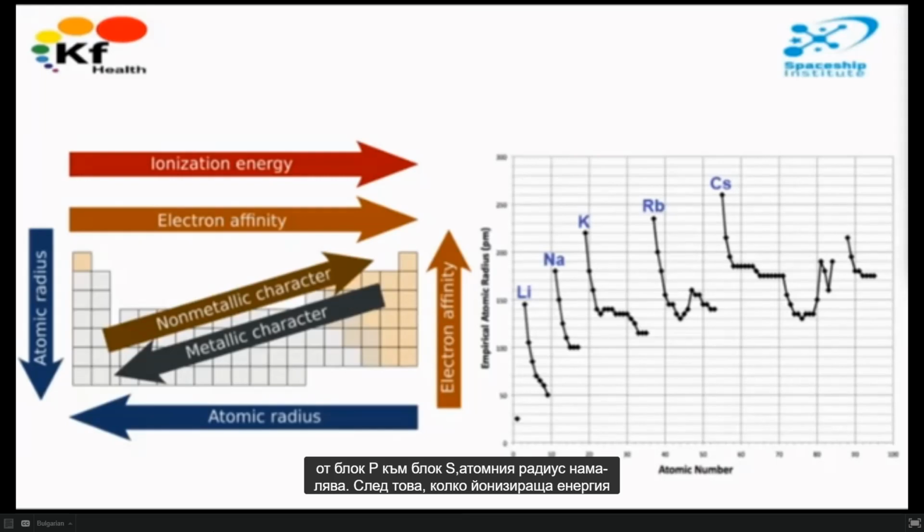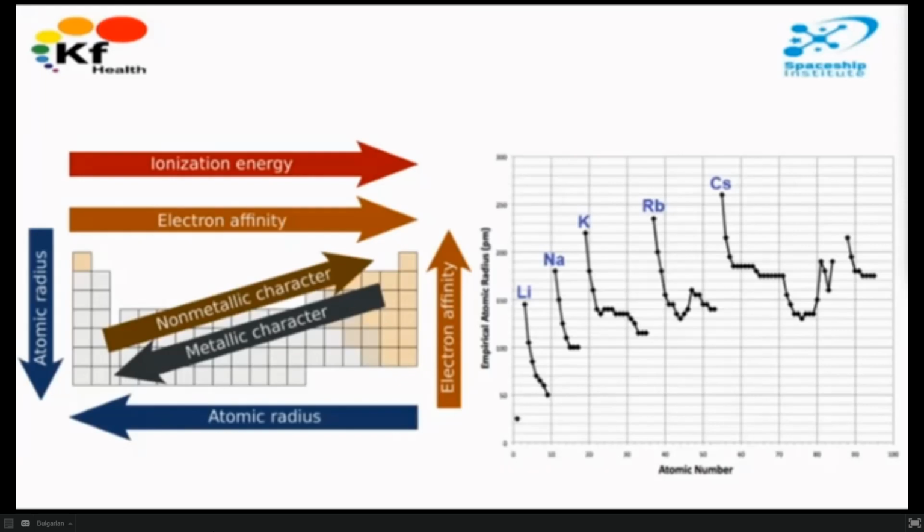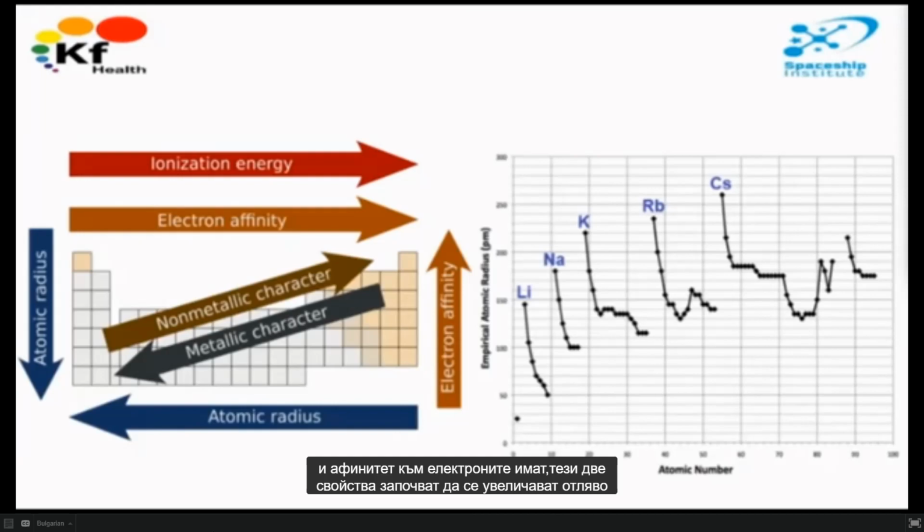Then how much they have ionizing energy and electron affinity. These two properties start to increase from left to right. This is from block S to block P.